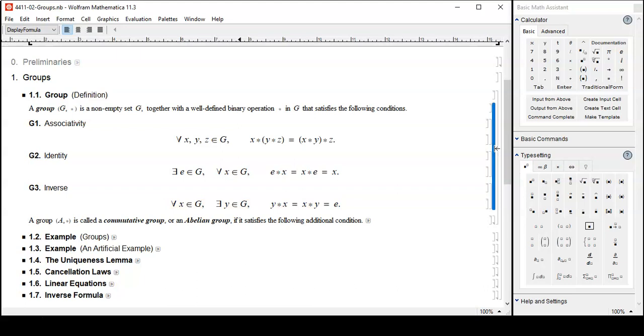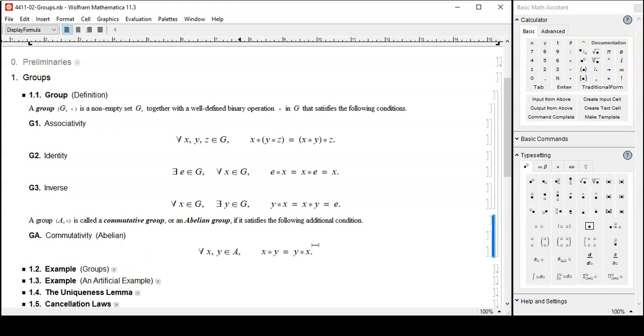Now, some groups satisfy another condition on top of these three, the commutativity, or abelian condition. If a group satisfies all four properties, including this final commutativity condition, we call it a commutative group or an abelian group. However, I've never seen anybody calling it a commutative group anywhere in the world.